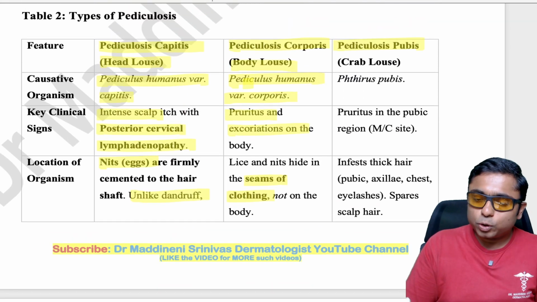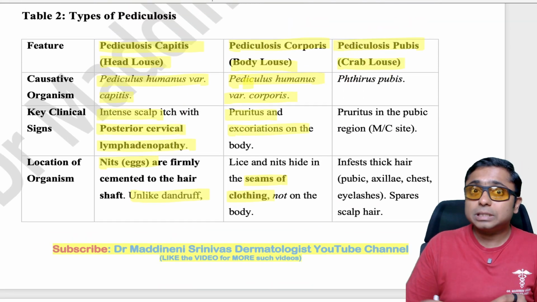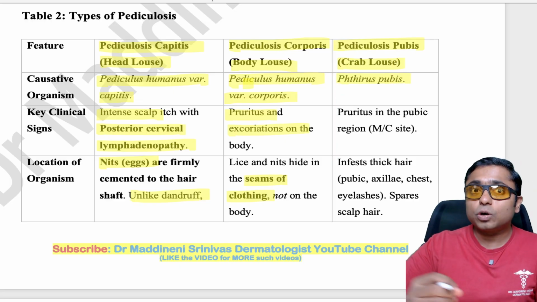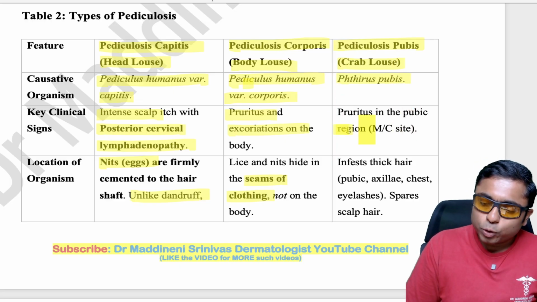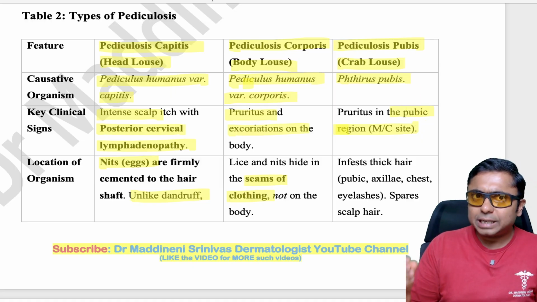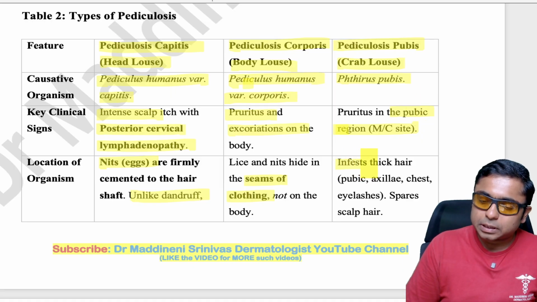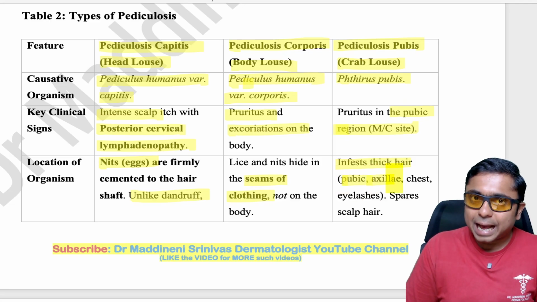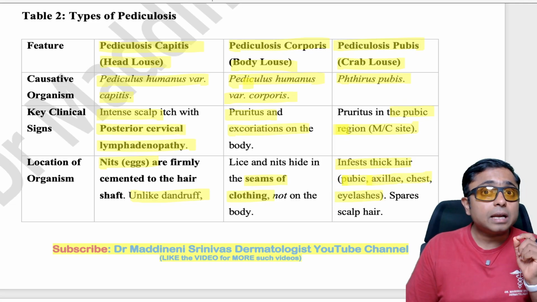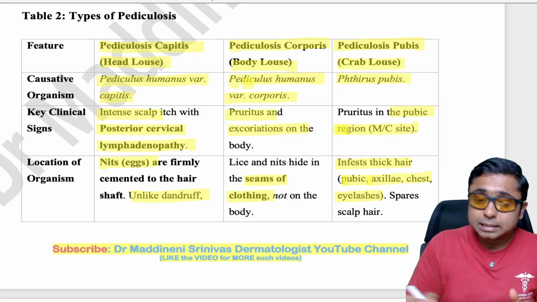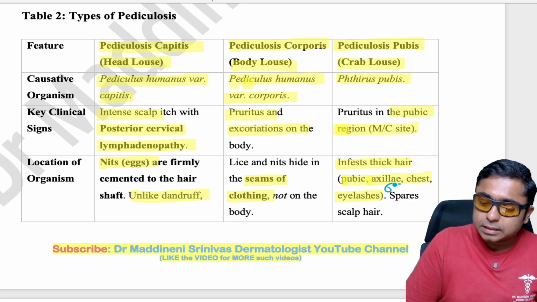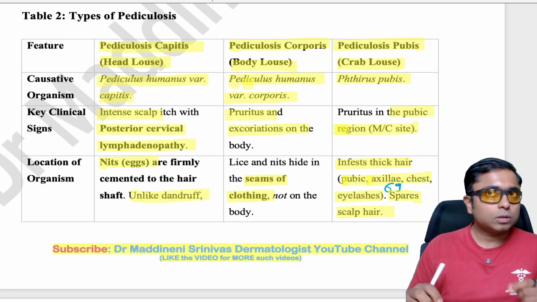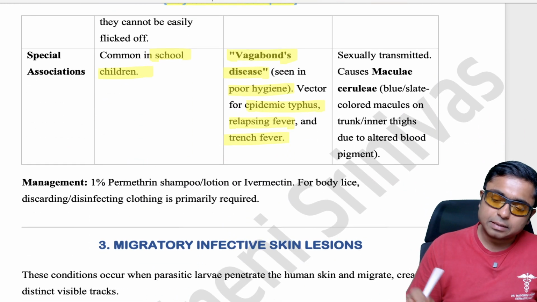Coming to the pediculosis pubis, the louse which is producing this looks like a crab, that's why it is called a crab louse, and this condition is because of Phthirus pubis. In the pubic region, there is going to be intense itching, but remember the infestation can also affect the thick hair: pubic hair, axillary hair, chest hair, and even the eyelashes. Very interesting, isn't it? Next, it spares the scalp hair. This is also important. Previously it was asked as a one-liner.